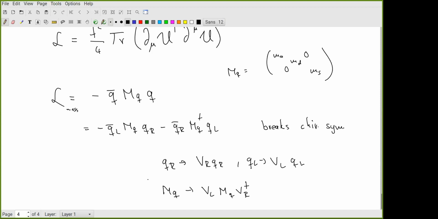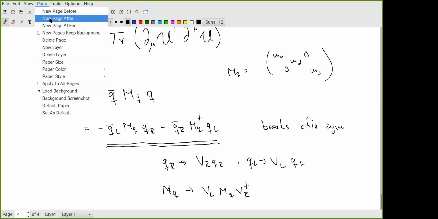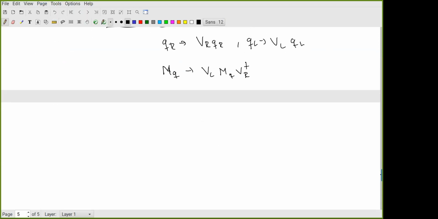And now you can just do the same. So now we have this quark mass term, and we say m_q transforms like this. So now we can write down exactly the same term in the chiral Lagrangian with this M matrix that transforms like this. And this will be the equivalent of the quark mass term. And this will actually be the mass term for the pions.